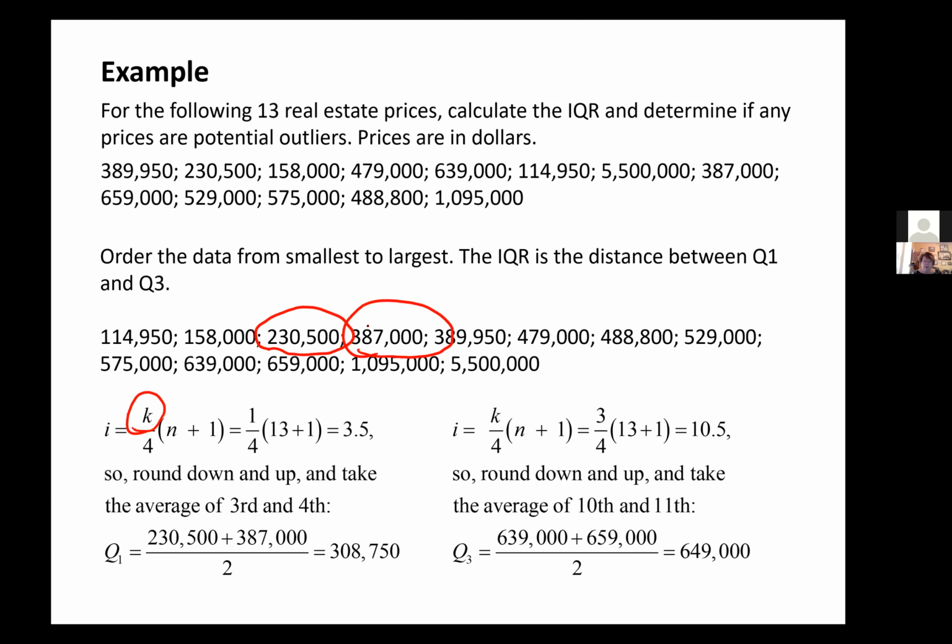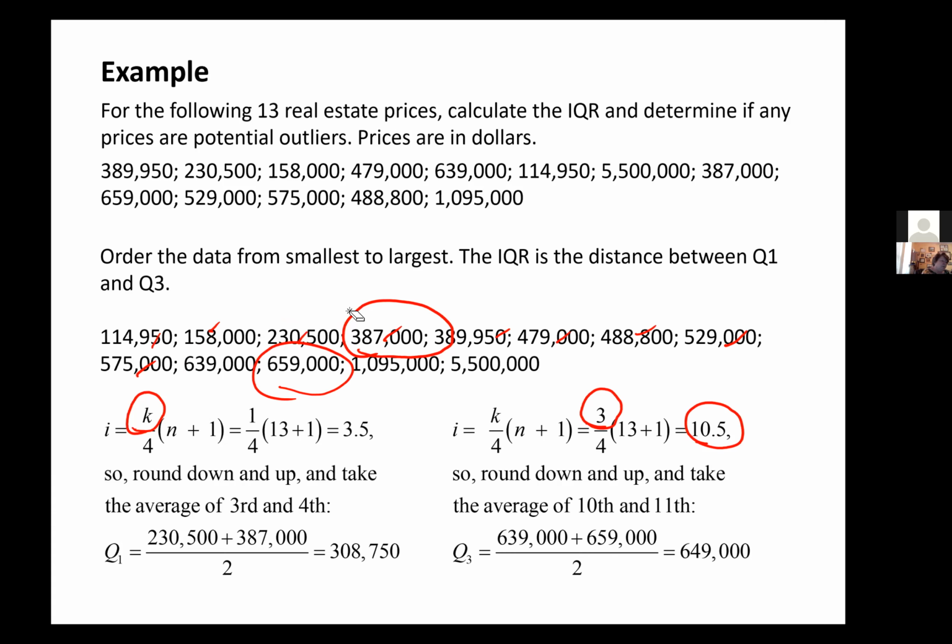To find the third quartile, I do the same thing. I replace the K with 3, carry out the arithmetic, and I get 10.5. So the third quartile is between the 10th and the 11th value. So I count over 1, 2, 3, 4, 5, 6, 7, 8, 9, 10, and 11. So I take the average of the 10th and the 11th value, which is 649,000.